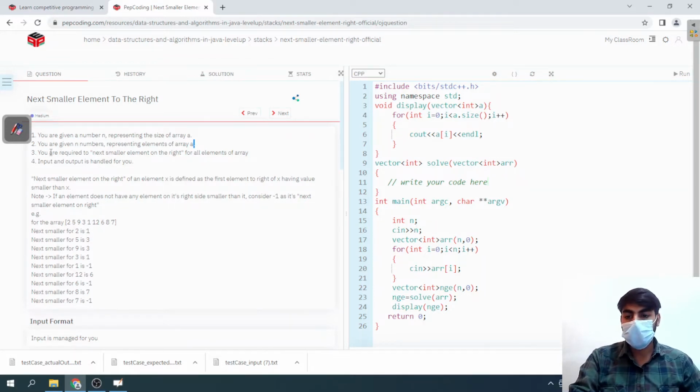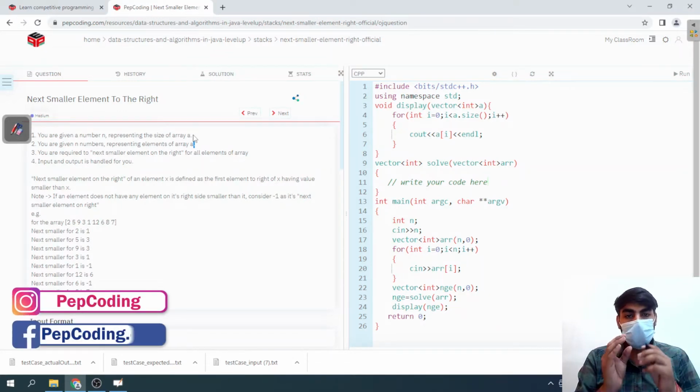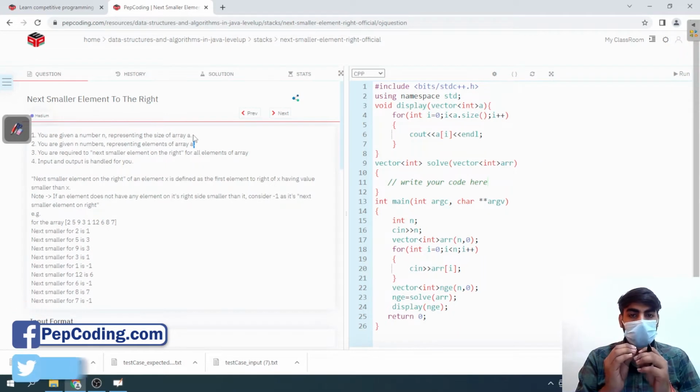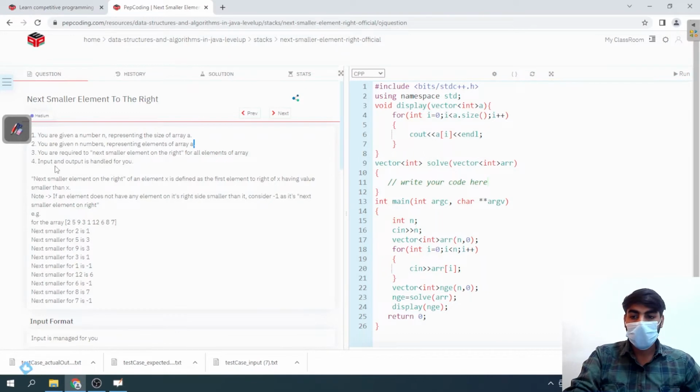In the third line, you are required to find the next smaller element on the right for all elements of the array. So what we have to do is find the next smaller element: the element to the right of our present element that is smaller than it. Input and output is handled for you.